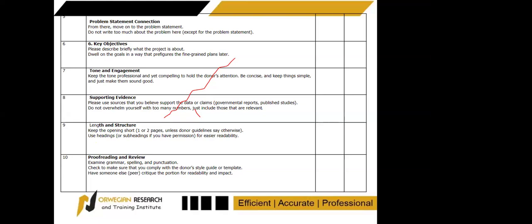Then immediately you have done it well, please even pass it to one of your friends to read it. Examine grammar, spelling, and punctuation, because that is also going to attain 1 mark. Check to make sure that you comply with the donor style of writing, and possibly pass it to your friends for critique in checking the grammar and spelling mistakes, because that is also going to earn you 1 mark. So that's how 10 marks are going to be acquired in this particular section.